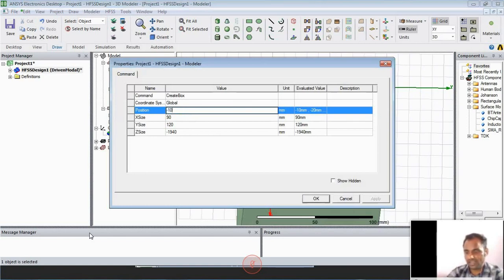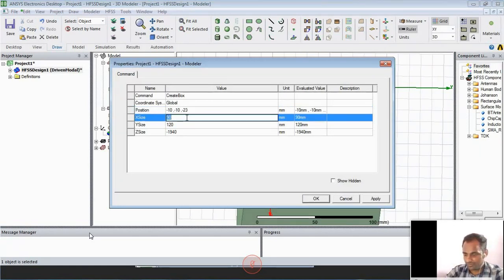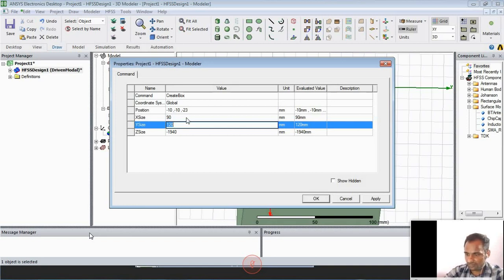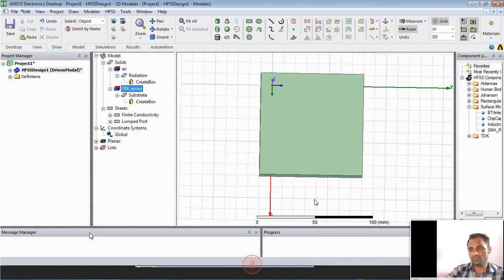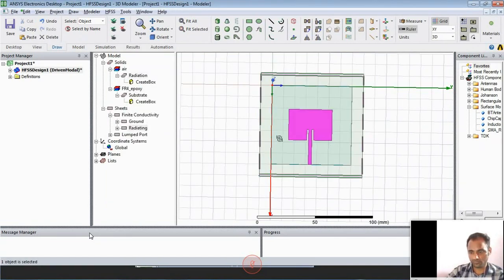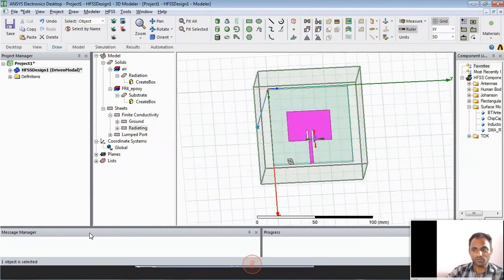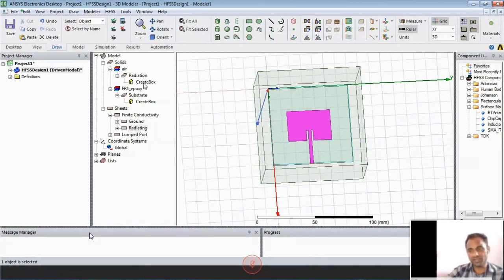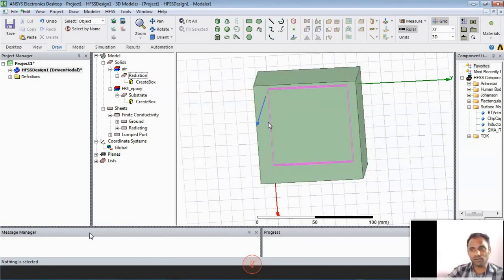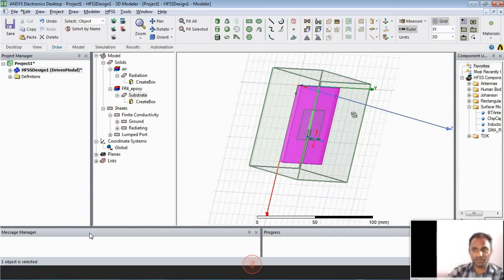Based on the calculation, we got some axis position values, so I apply those values. Here, I am taking all of these as minus values because we need the middle of the antenna, so I'm selecting everything as centered. Now my antenna is placed in the middle of the radiation box. Then select the radiation box, right click on it, go for assign boundary, and give radiation. So now our entire antenna is ready for a running condition.